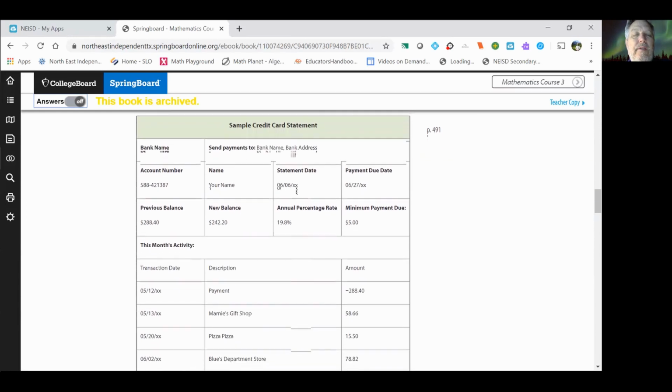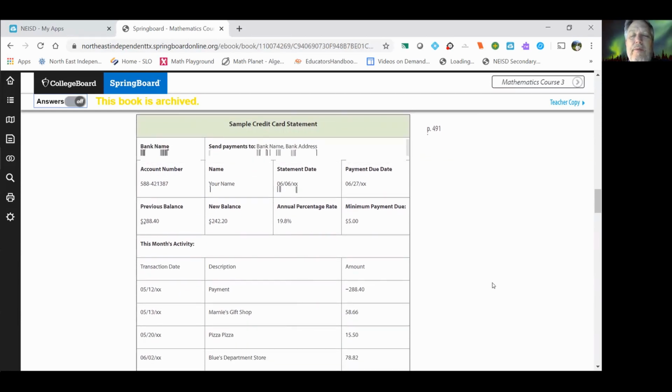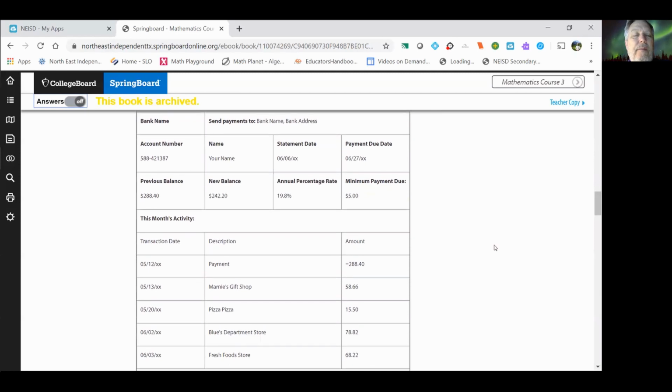Sample credit card statement. Now, this is what a statement might look like. Of course, it'll have the name of the bank or whoever's providing the credit card, an account number, your name. Statement date is the beginning and ending dates, or the ending date of the statement. The due date is when they want the money by. Of course, you can pay it beforehand, but what's going to happen is they're going to close out the billing period shortly after the due date. And then the previous balance, the new balance, and then the annual percentage rate, the $5.